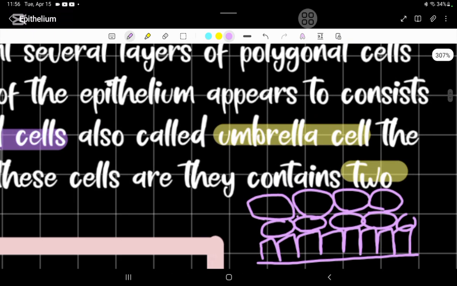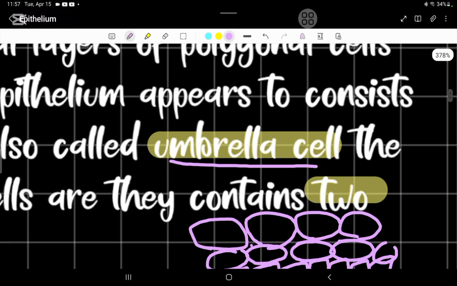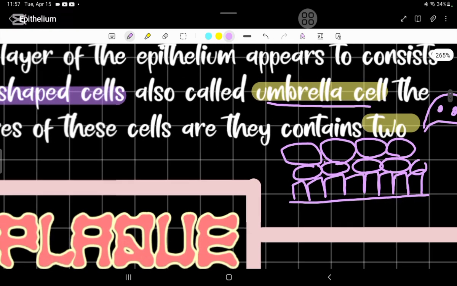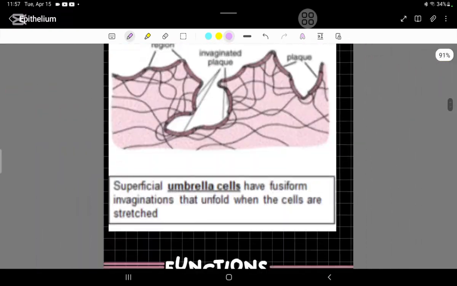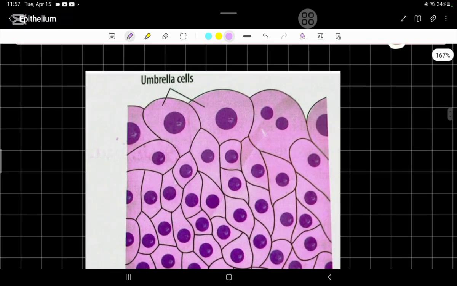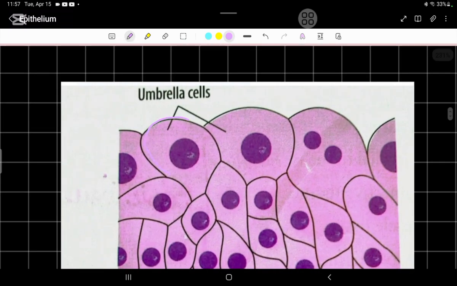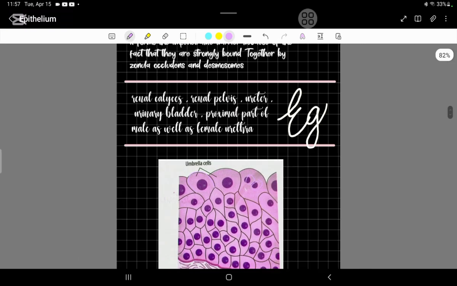These types of cells are known as umbrella cells, as they appear to be umbrella-shaped, like this. I know I've drawn it wrong, sorry. And most of them contain 2 nuclei. You have to remember that most of them contain 2 nuclei. It's the most important thing to remember. Okay, let me see if I have a picture of this. Yeah, there you go. They are the dome-shaped cells. See, this one doesn't contain 2 nuclei, but this one contains 2 nuclei, and this is characteristic of transitional epithelium.